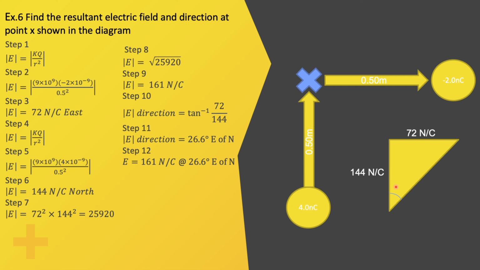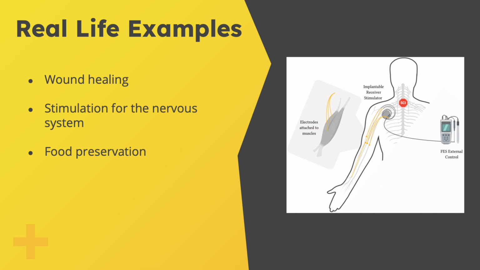In step 12, we write out our final answer: E is equal to 161 newtons over coulombs at 26.6 degrees east of north. Here are some real-life examples of how electric fields are used. Firstly, electric fields are generated when a wound is formed and help in the healing process by attracting cells such as keratinocytes, fibroblasts, macrophages, and lymphocytes that help fix the wound.